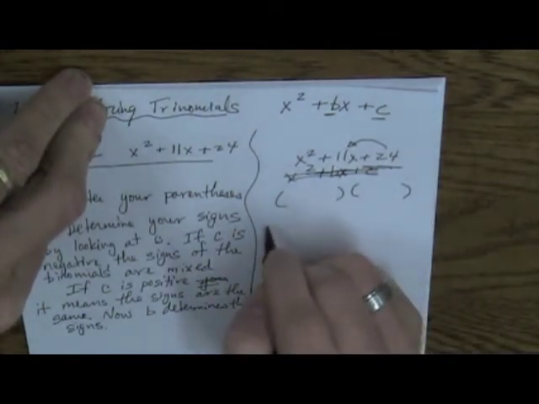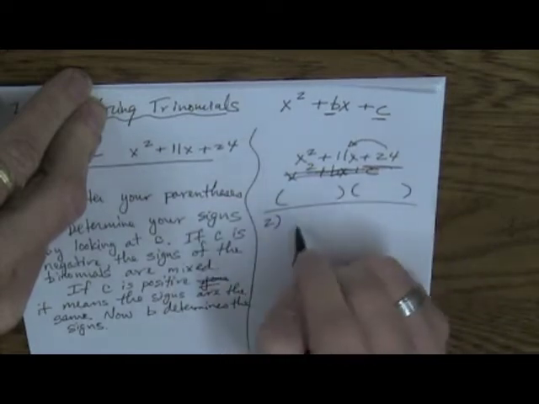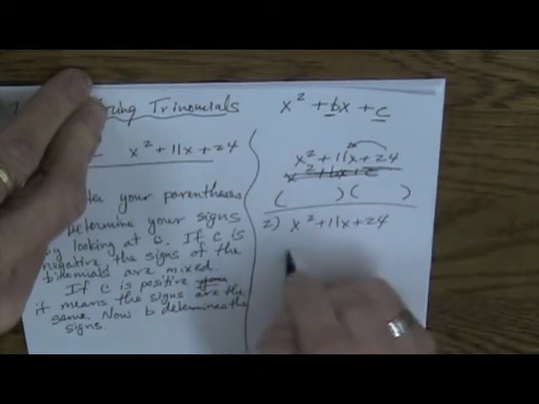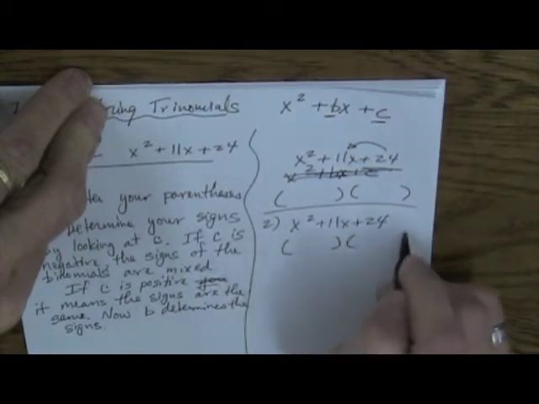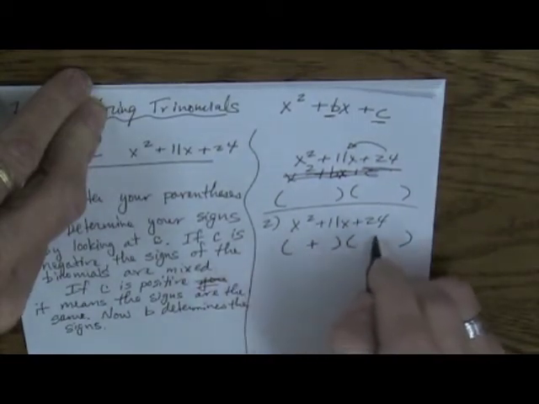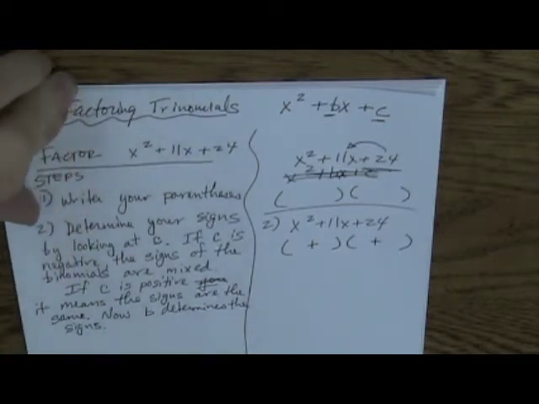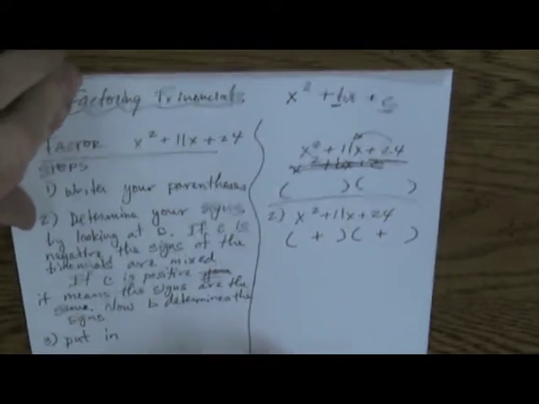So step 2, if this is your problem, x squared plus 11x plus 24, you already had parentheses here. Put your signs in. In this case, they are both going to be positive. Now we're going to do several of these, so don't get lost in this explanation. We're going to do a bunch of them, and you'll know what we're doing here after several examples. Step 3, you've got to put in the first terms of the binomials.